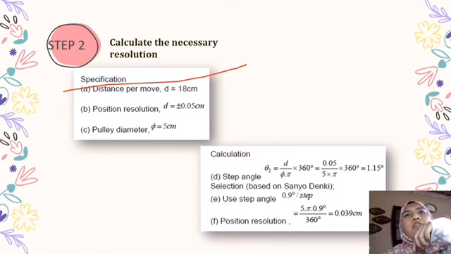And for the calculation, we find the step angle selection based on Sanyo Denki company from Japan. Using the step angle, we find 0.9 degrees per step for the formula. And the last answer for position resolution will be 0.039 centimeter.